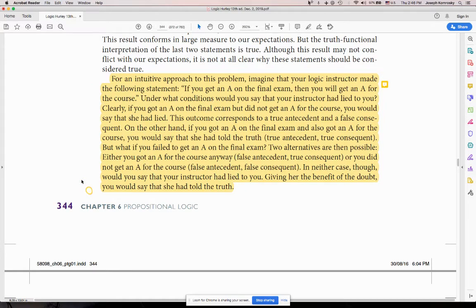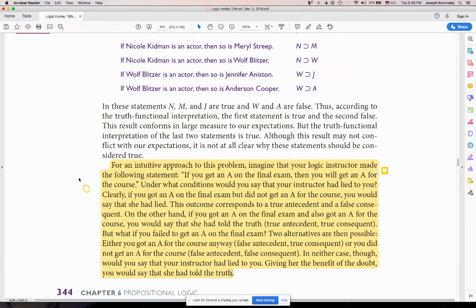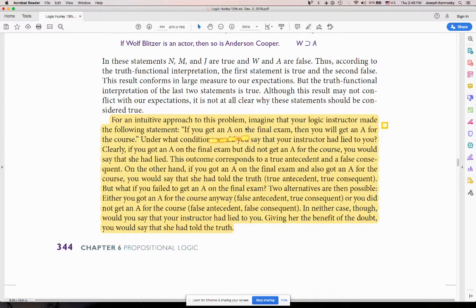So let me read it to you. For an intuitive approach to this problem, imagine that your logic instructor made the following statement: If you get an A on the final exam, then you will get an A for the course. You could think of that as conditional, right? It is. How would you represent that? You could represent that A, horseshoe, C.